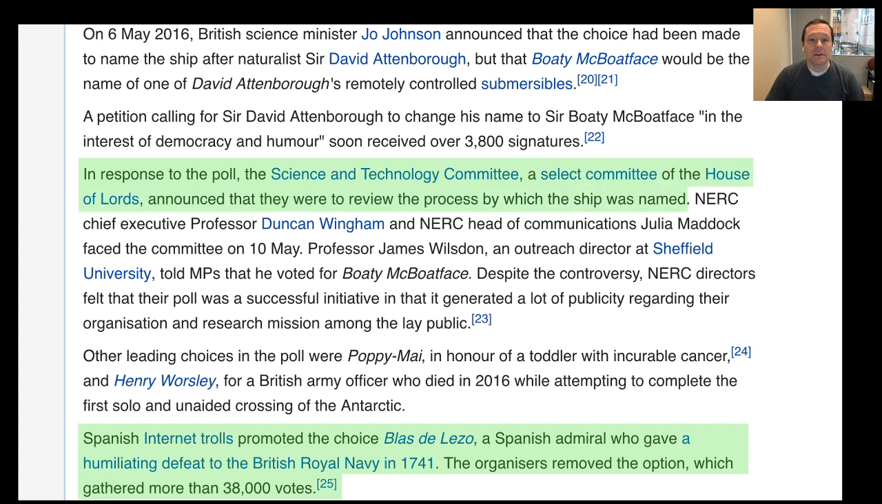Okay, so based on the fact that they put a select committee of the House of Lords together, they want to review the process. So even though there was no obligation on the part of the government to follow the results, they still were not happy, comfortable, not sure what the language would be, about the process and put a review forward. And I love this part. The directors of NERC felt it was a success, regardless of controversy, because there was publicity, and that meant that the public was now interested in what was happening with respect to the organization.